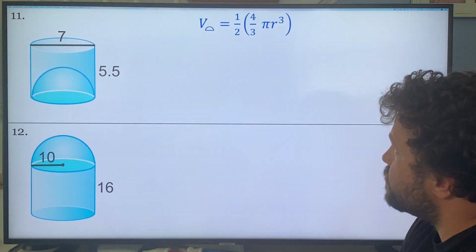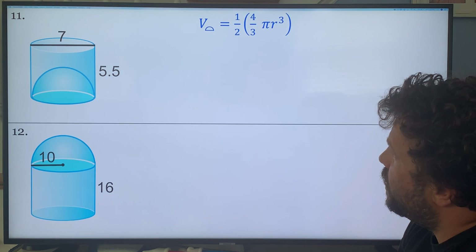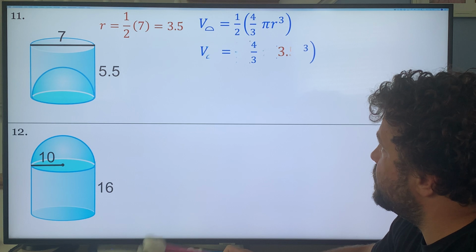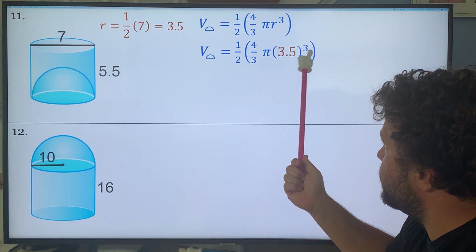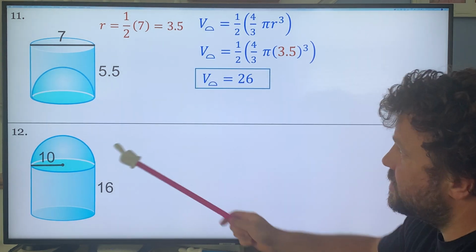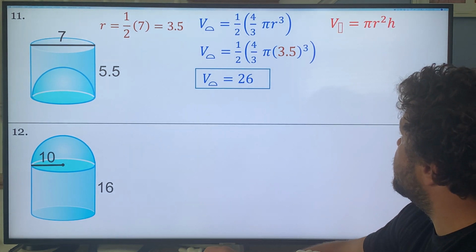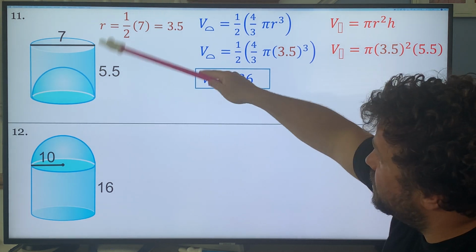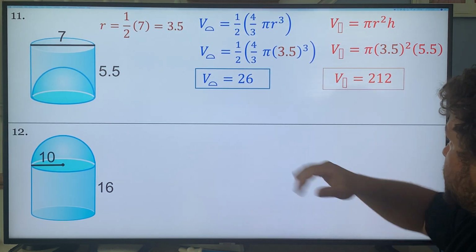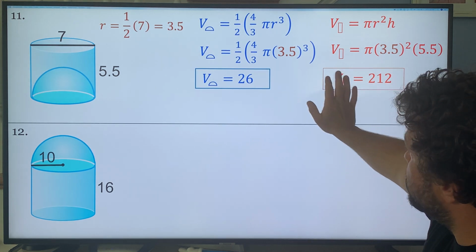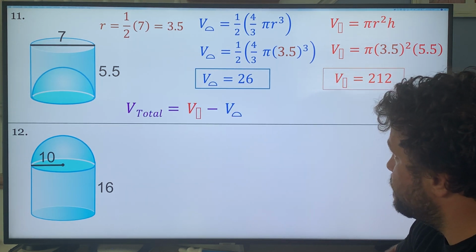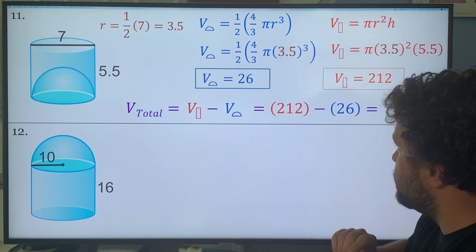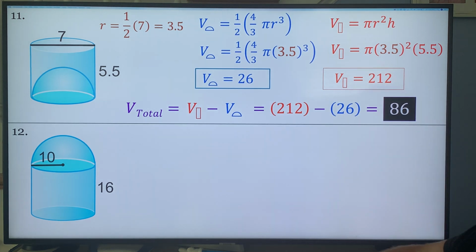This one, the volume of the hemisphere. 1/2 of 4/3 pi. The radius here is half of 7, which is 3.5. 1/2 of 4/3 pi, 3.5 cubed, gives you about 26. You have a cylinder right here. The volume of the cylinder is pi r squared h. Once again, the radius is 3.5. Pi 3.5 squared, the height is 5.5, is 212. What do you do with these two numbers? You take your cylinder and you subtract out the hemisphere. 212 minus 26, and you get 86.